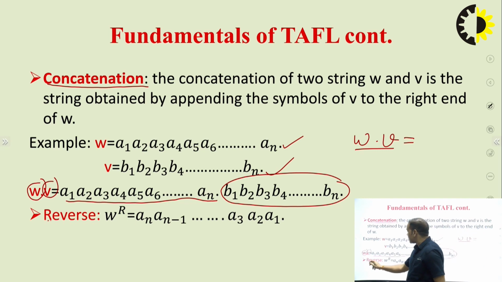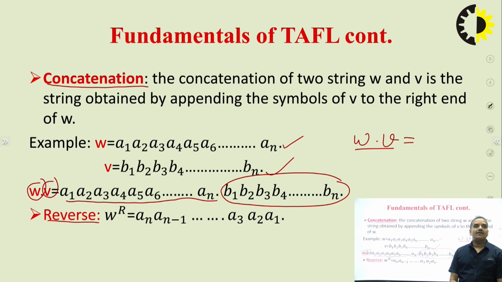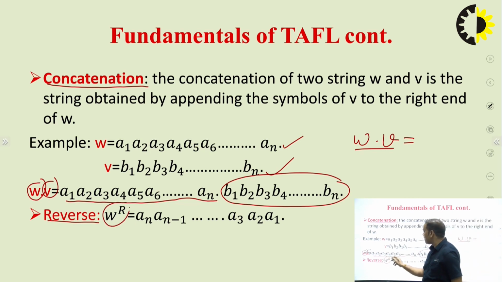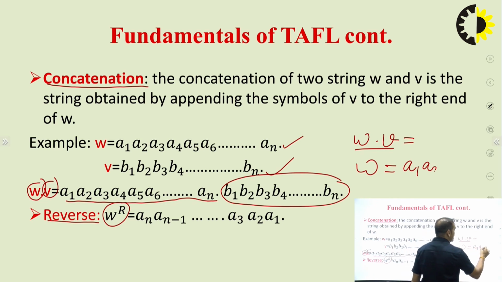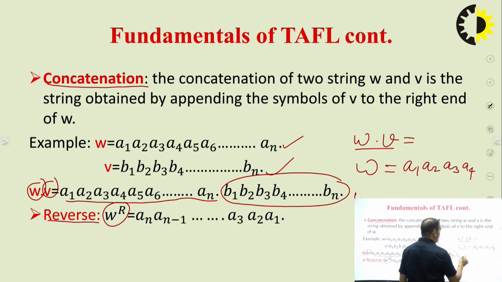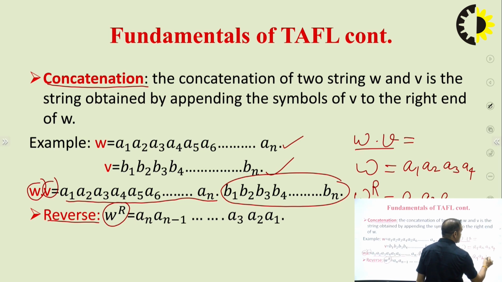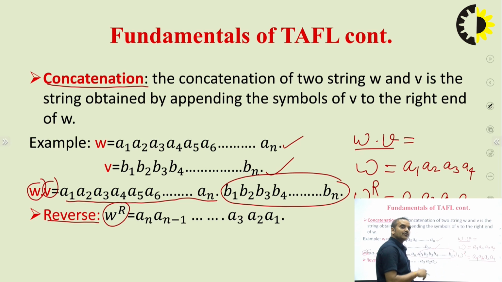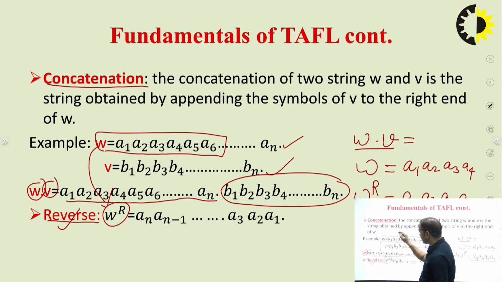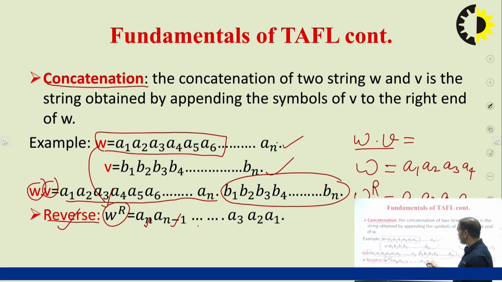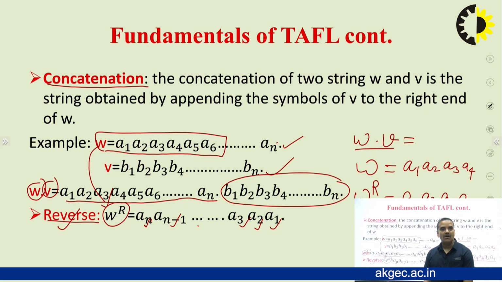And the next one is reverse. Reverse means we have to reverse the given string, and it is denoted by W power R. If we have a given string W equal to A1, A2, A3, A4, then the reverse W power R equals A4, A3, A2, A1. That means reversing the sequence of the string is called the reverse of the given string. Here we take W as the input string, then the reverse of W is written as W power R. An comes first, then An minus 1, then An minus 2, An minus 3, dot dot dot, A3, A2 and A1. This is the reverse of a given string.